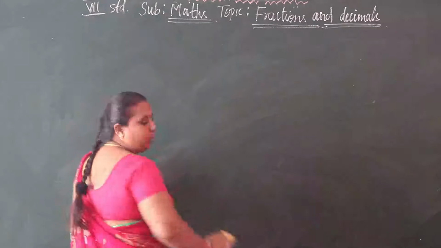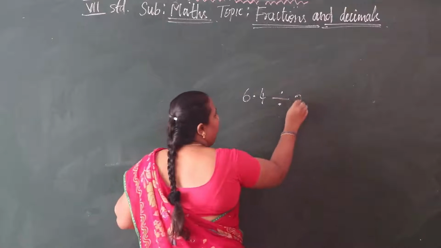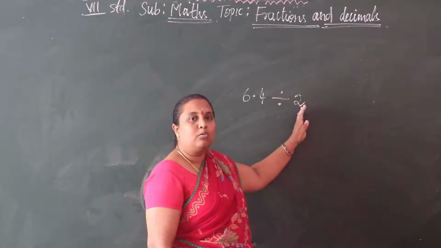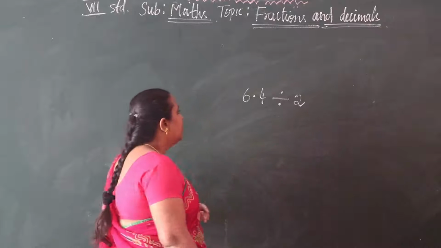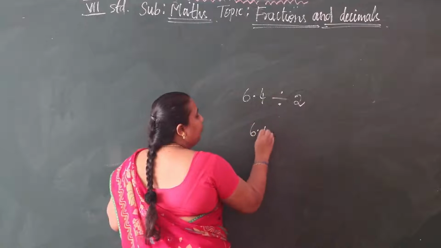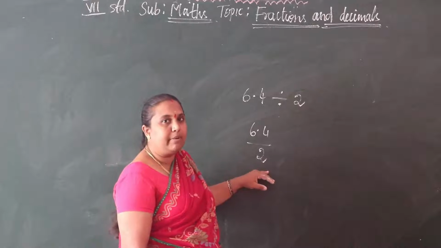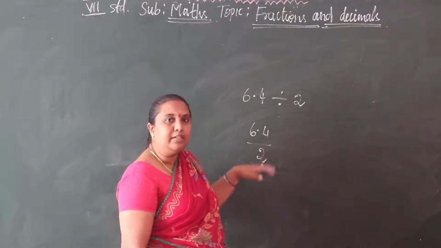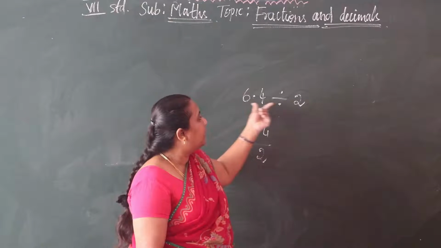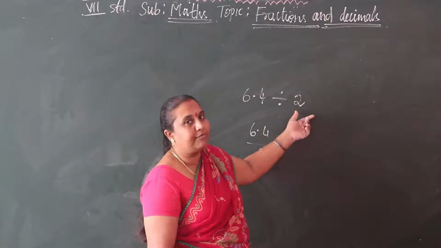See, you have to divide 6.4 by 2. It is given in the textbook. So you have to divide a decimal number by a whole number. Here you have to write the reciprocal of the number. So this is the reciprocal of the number 2: 1 by 2. 6.4 into 1 by 2. So while we are dividing the number by 2, we can write the reciprocal of this number.